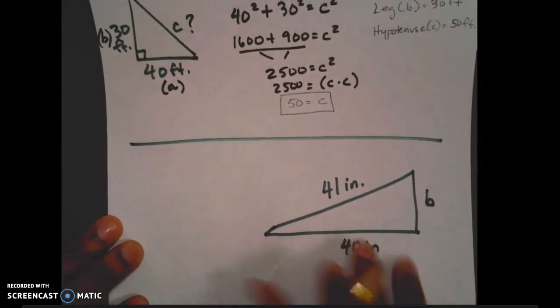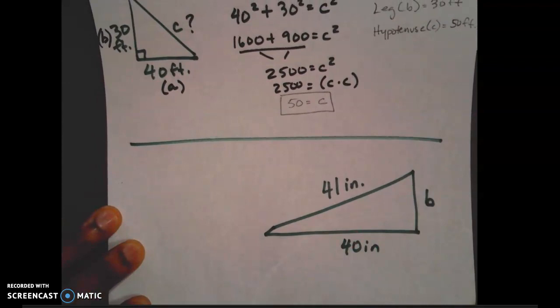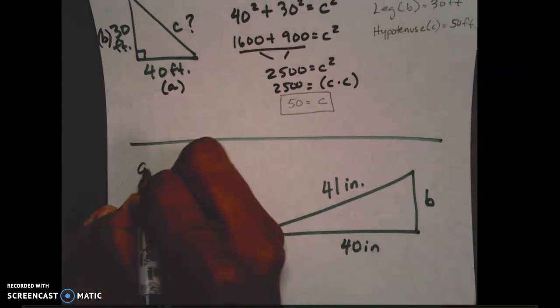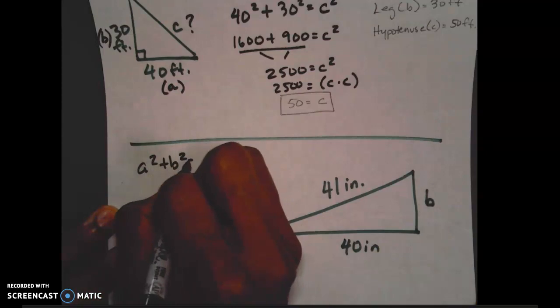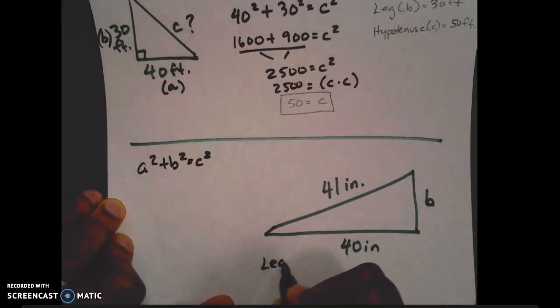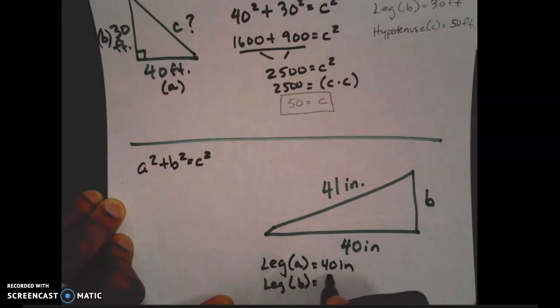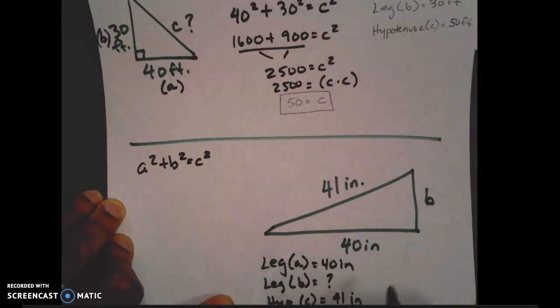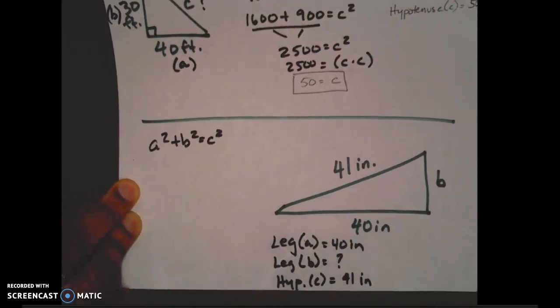The next triangle here, I'm going to start off again with my equation. The equation is a squared plus b squared is equal to c squared. I have my leg A, which is 40 inches, leg B, which is unknown at this point, and then I'm going to abbreviate hypotenuse as my C value at 41 inches. Sorry, let me move that up a little bit. All right, so let's go ahead and start with our pencil.